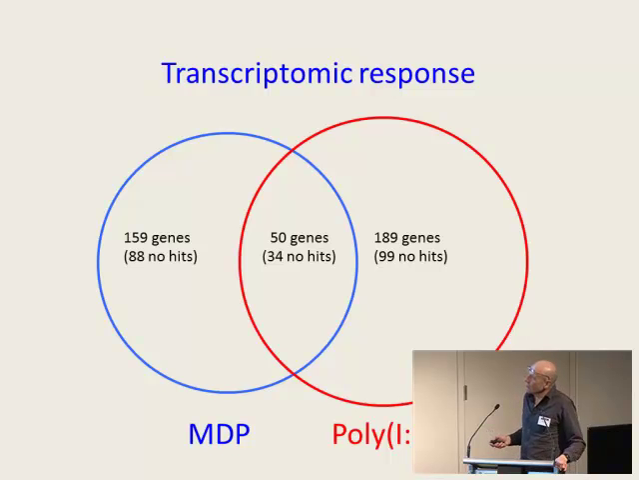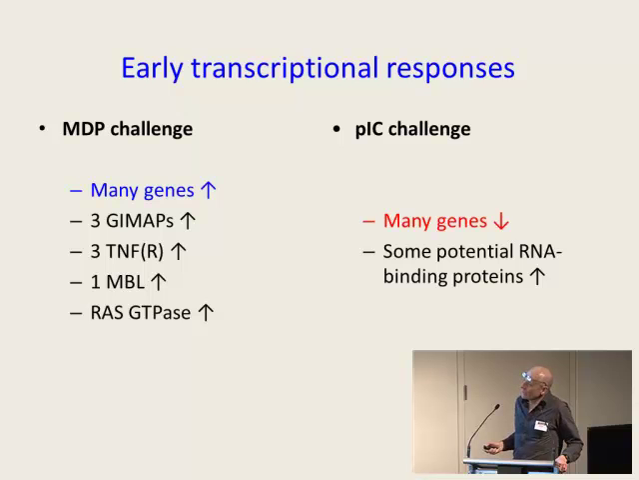And if you look at what genes are upregulated in this first hour of immune challenge with the bacterial cell wall component, it makes a lot of sense in terms of what we know about vertebrate immunity. Many of what I would call the usual suspects are upregulated. Mannose binding lectin, RAS GTPase, some tumor necrosis factor receptors. But intriguingly, these proteins here, which are called GIMAPs by some, IANs by others.